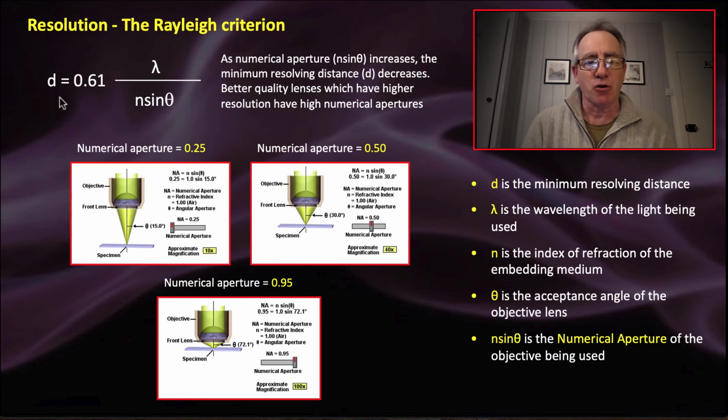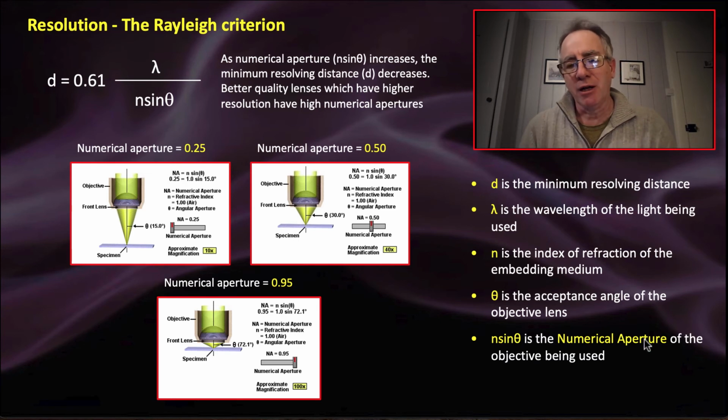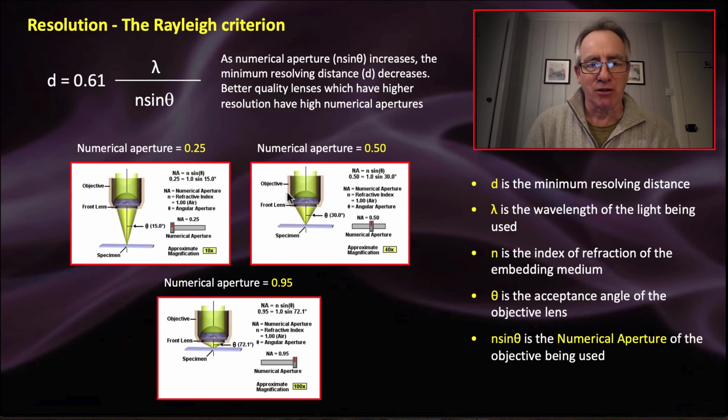So that would be our goal, to make n sine theta larger. N sine theta, if you look down here, is a quantity called the numerical aperture of the objective being used. And here are three objectives drawn in this picture. This one here has a low numerical aperture of 0.25, medium. This one here has quite a high numerical aperture of 0.95.